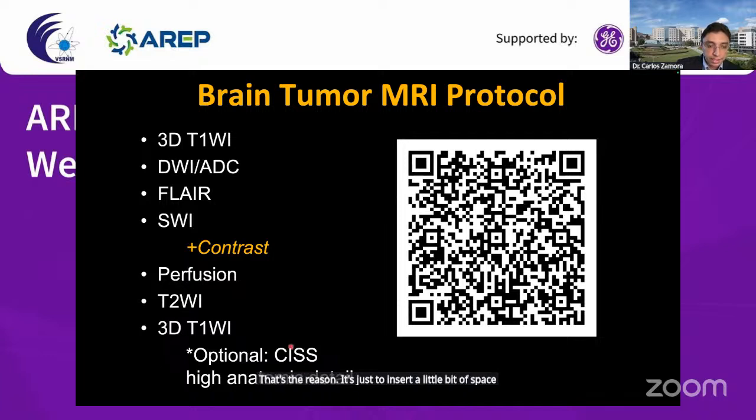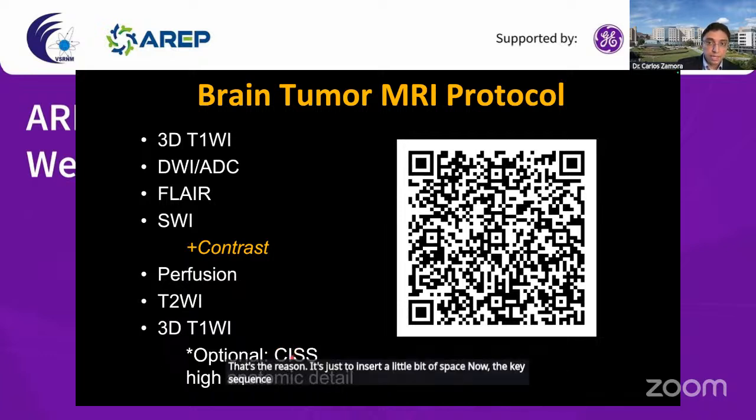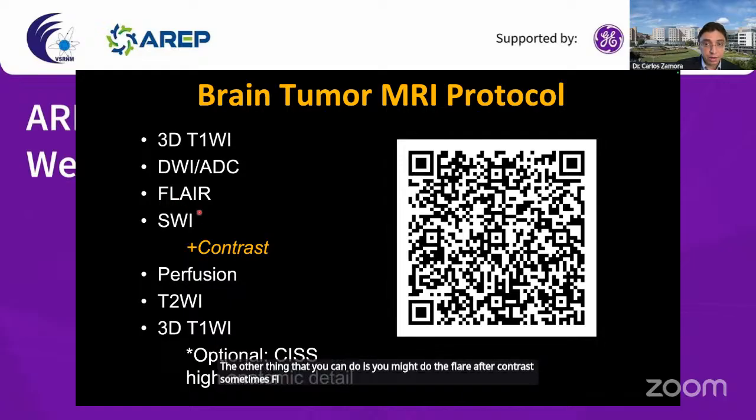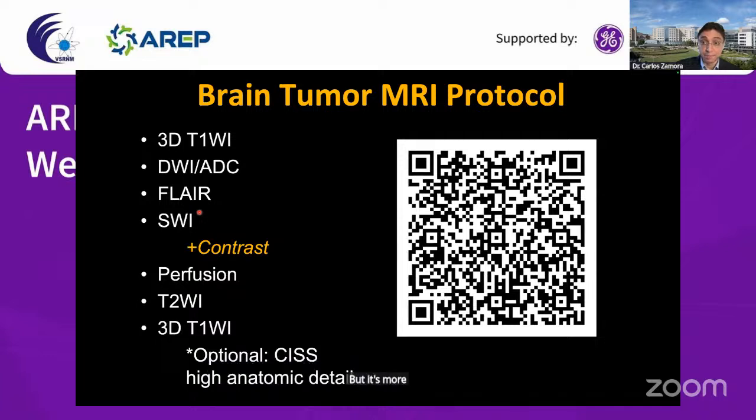Now, the key sequence is different because that one does show contrast. So I think it's important to have contrast for the key sequence. But for the T2, it is essentially to push it a little bit further out. The other thing that you can do is you might do the FLAIR after contrast. Sometimes FLAIR is affected by contrast. If you are looking for leptomeningeal metastases, it's very good for that, right? So you could do it after contrast as well. But it's more of a matter of timing, the T1 post-contrast.